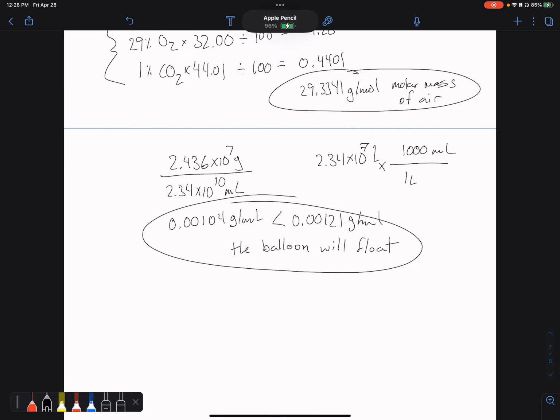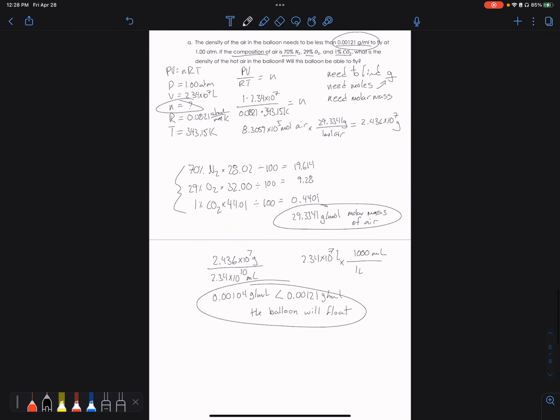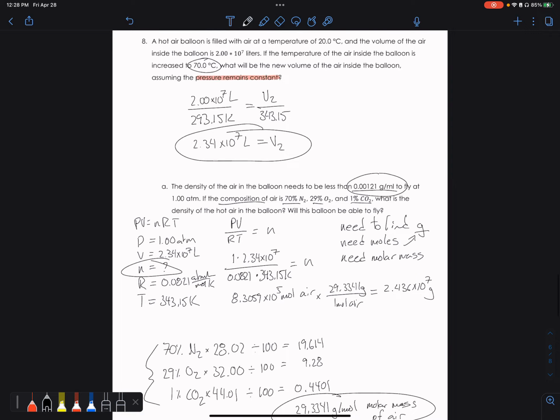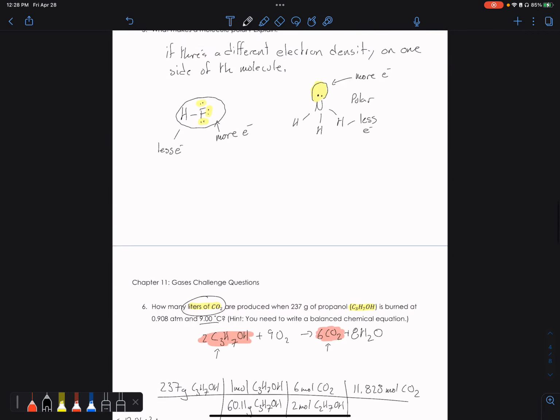Okay, I hope that's helpful. I hope that these challenge problems got you to think more about how these things work together and using some of these calculations together.